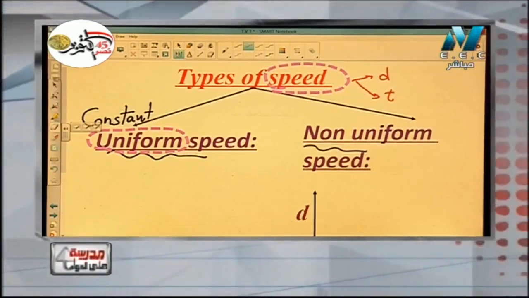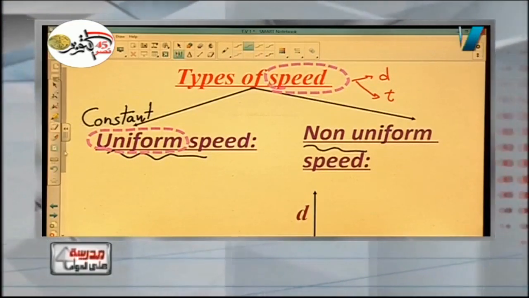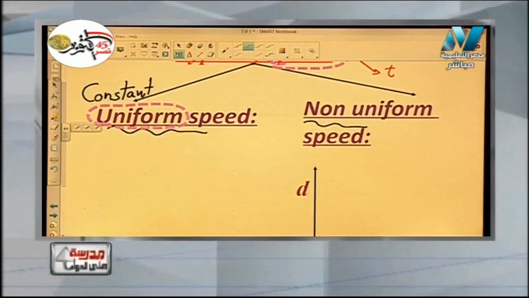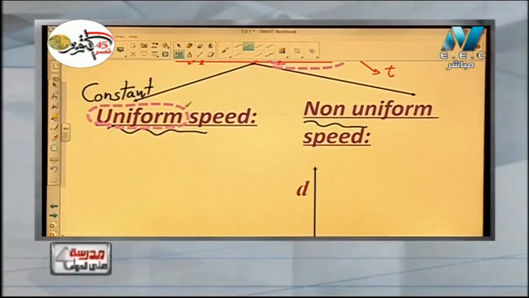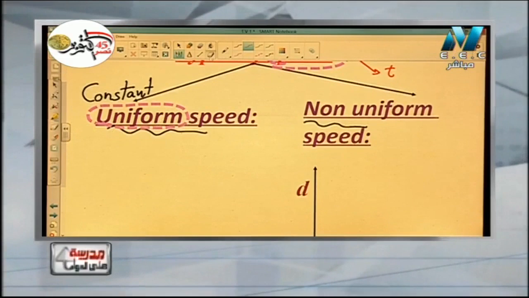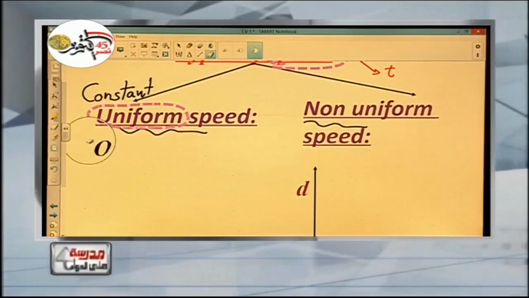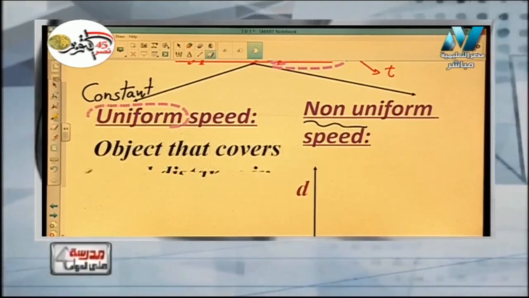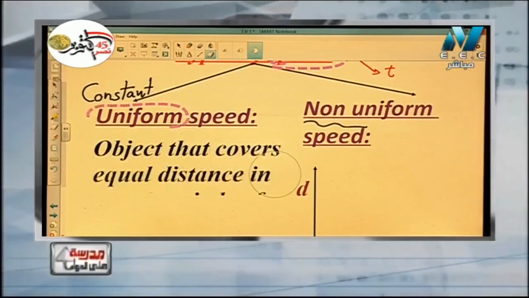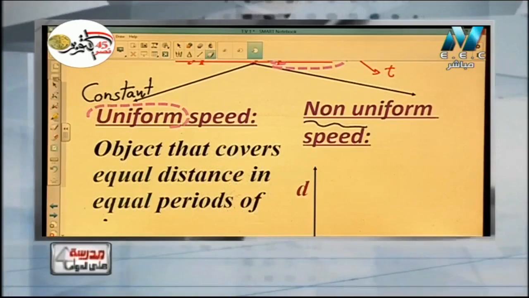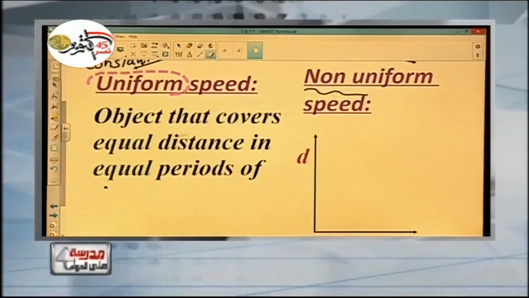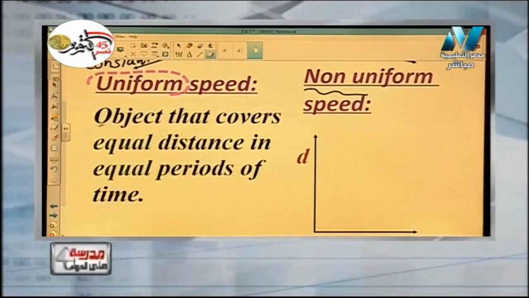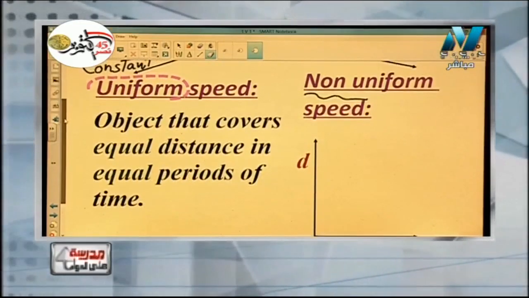If you want to define speed here, we have to know, as we will see together, what? A body or object that covers equal distances at equal periods of time. Again, an object that covers equal distances at equal periods of time. يعني بيمشي مسافات متساوية في أزمنة متساوية.